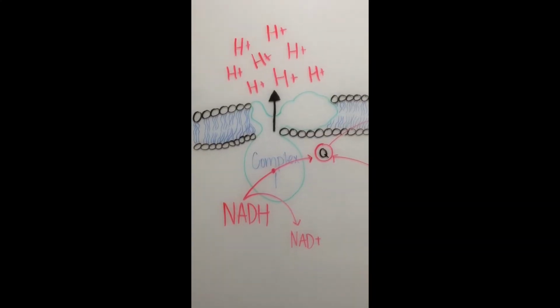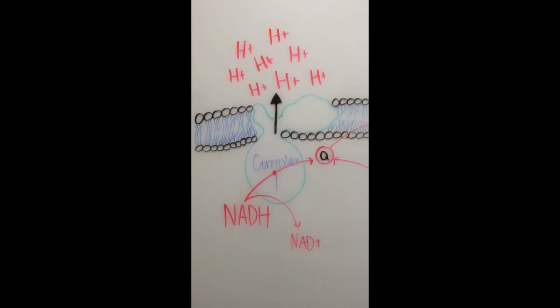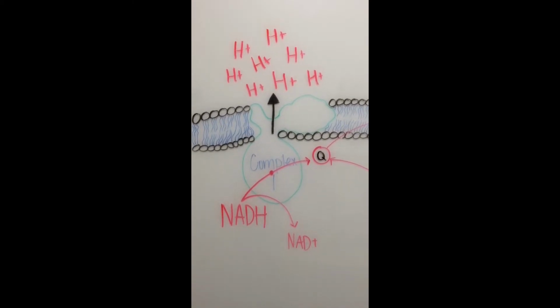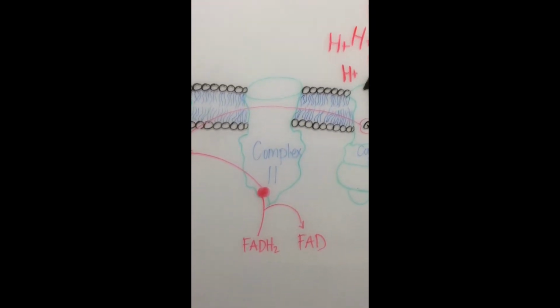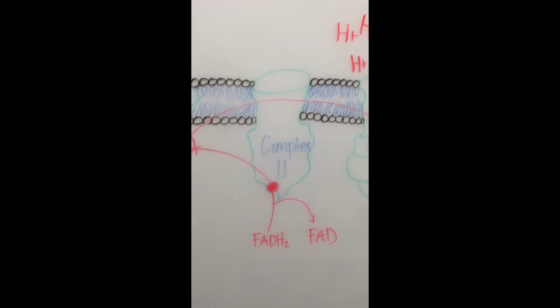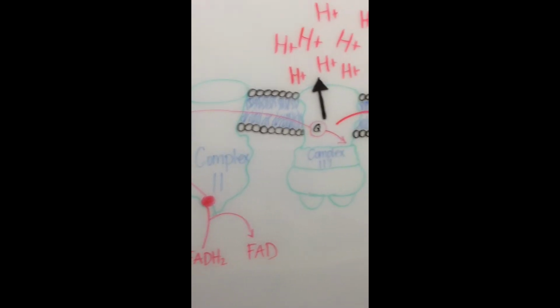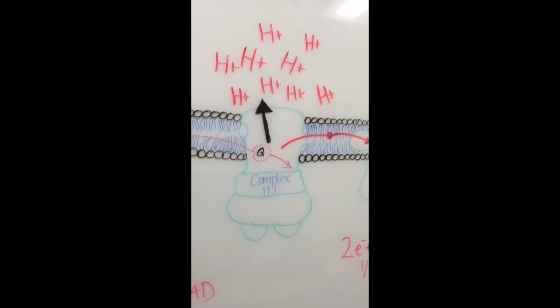We first go through complex 1. Electrons are passed from NADH to the electron transport chain. An important note is that NADH is oxidized to NAD+ during this. The second step is through complex 2. This step oxidizes FADH2. In complex 3, electrons from 1 and 2 flow through here, but none is added.